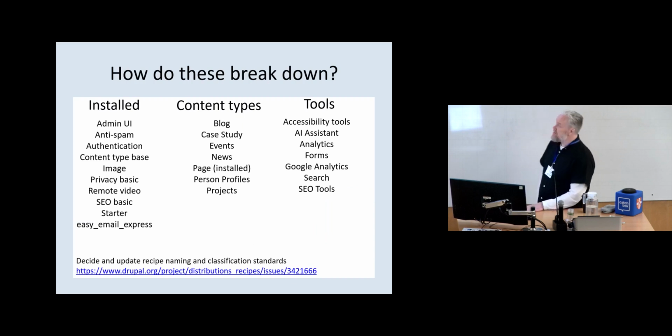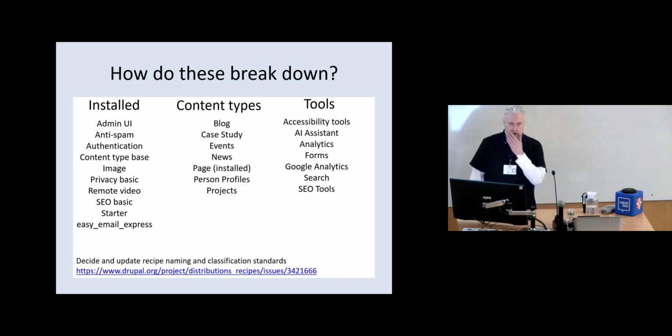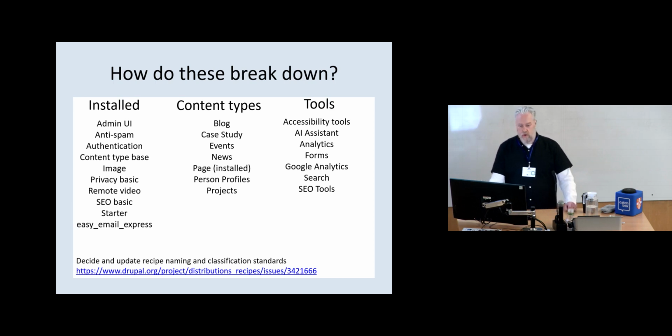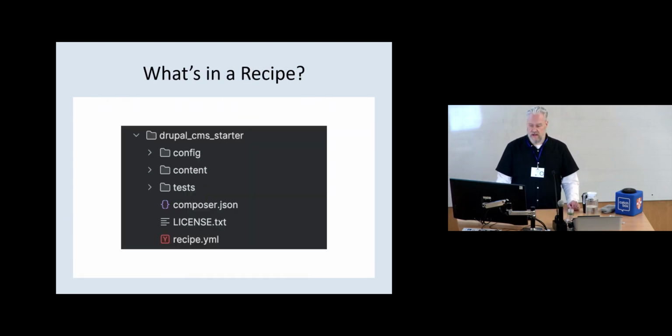Okay, so how do the recipes all break down? We've got some that come installed. Once you get Drupal CMS up and running, there's already a whole bunch of stuff installed. There's quite a few content types and then some extra tools. I broke them down in this talk into this kind of way, but there's a lot of chat going on within the issue queues about how these should be named and classified and things like that, and there's an issue there that you can go and take part in if you're interested in what's going on there.